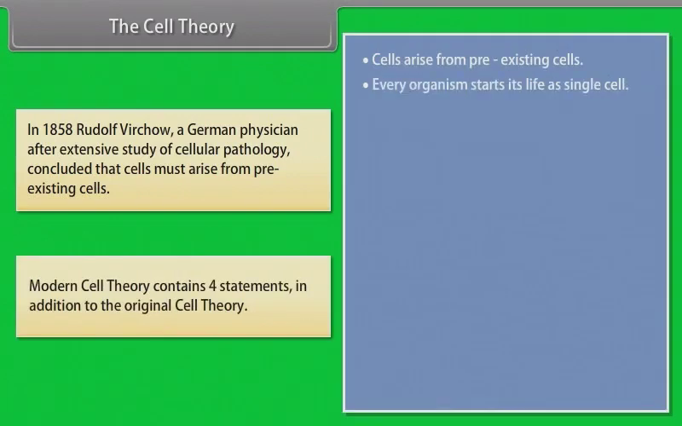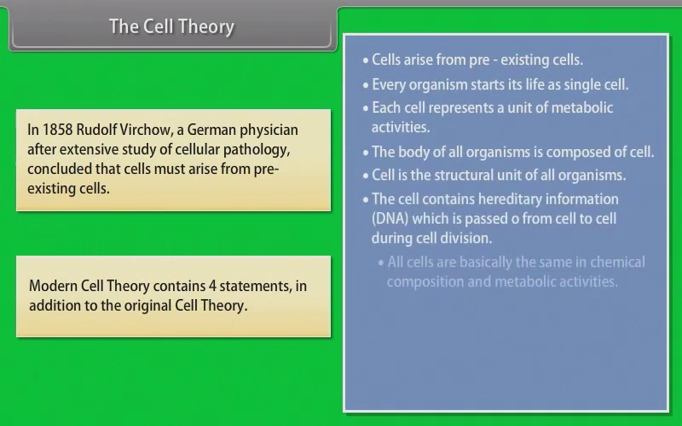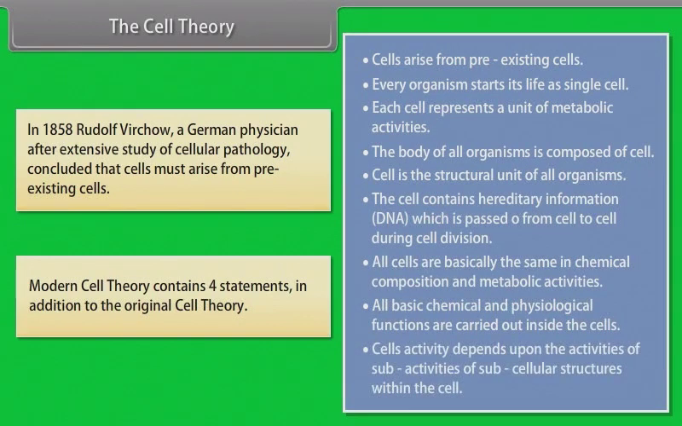Modern cell theory contains four statements in addition to the original cell theory.